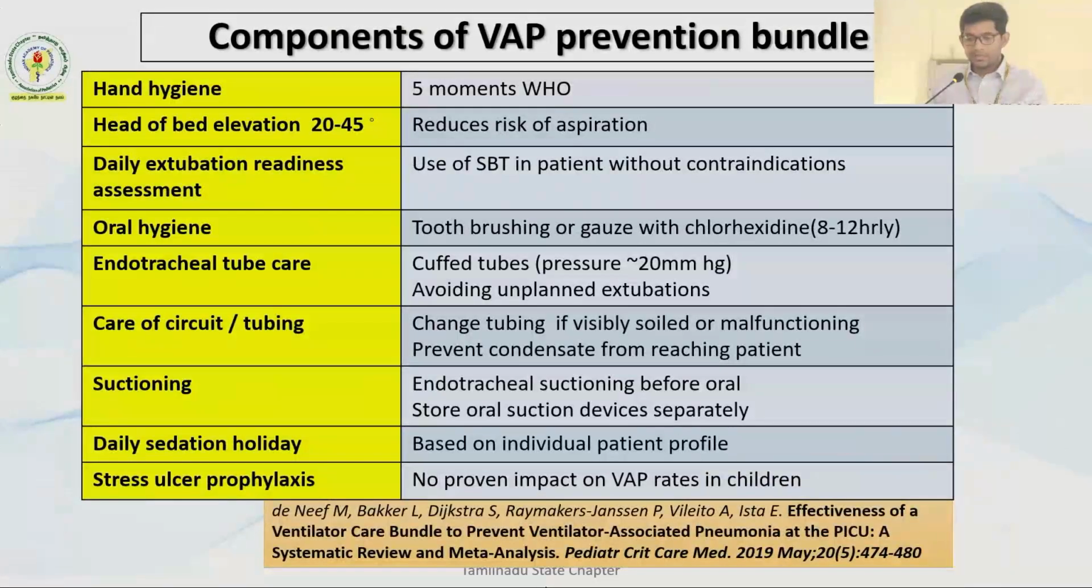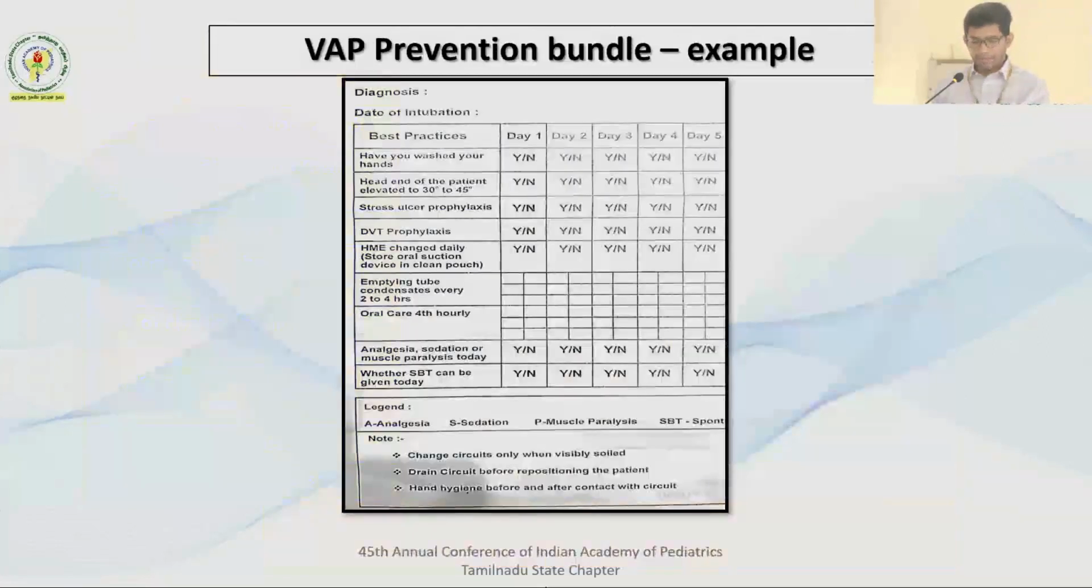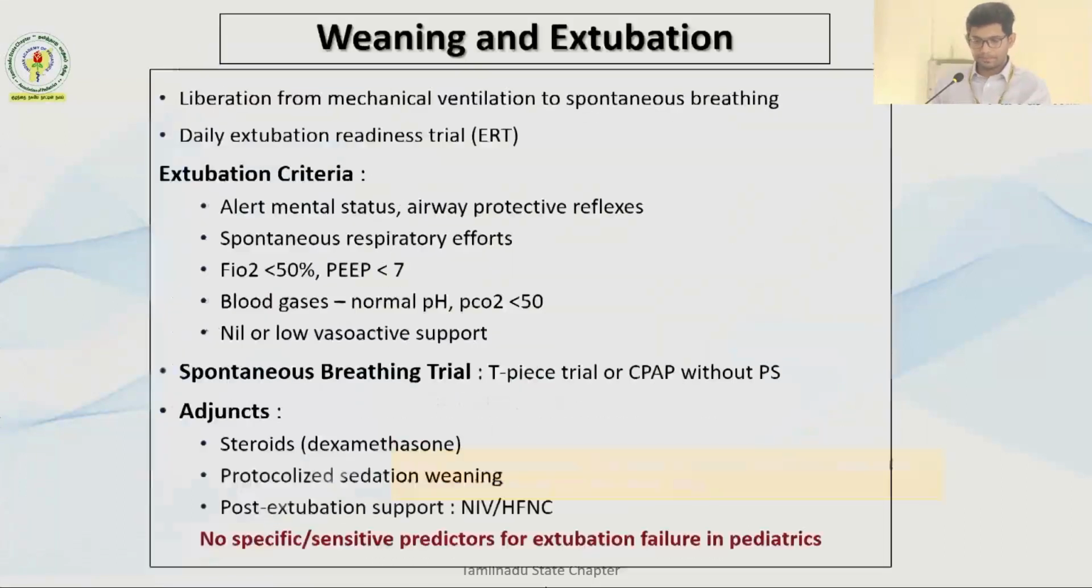The VAP prevention bundle is a standard bundle which is common practice. Some of them have grade 1 evidence, some of them do not have any grade of evidence but are still followed. Hand hygiene, head end of bed elevation, daily assessment for extubation, oral hygiene as I mentioned before, care of the endotracheal tube, preventing soiling or preventing the condensates from reaching the patient, suctioning endotracheally first followed by oral, using separate suction catheters for both, stress ulcer prophylaxis and sedation holiday. This bundle has to be part of a daily rounds checklist so that nursing staff are aware which patient is at risk of developing VAP.